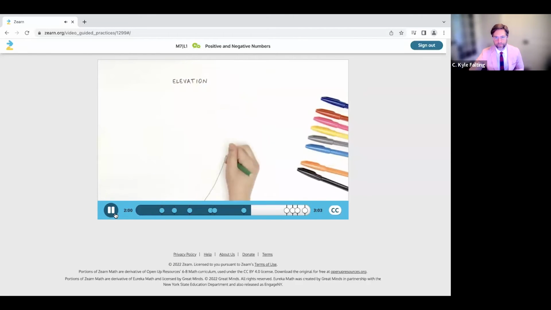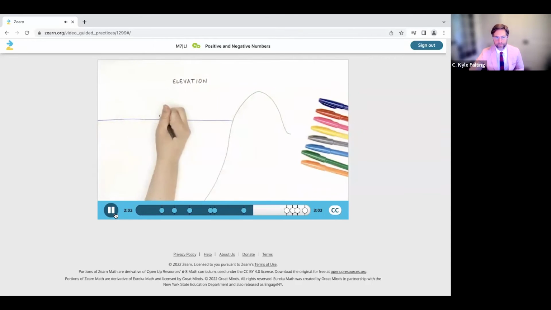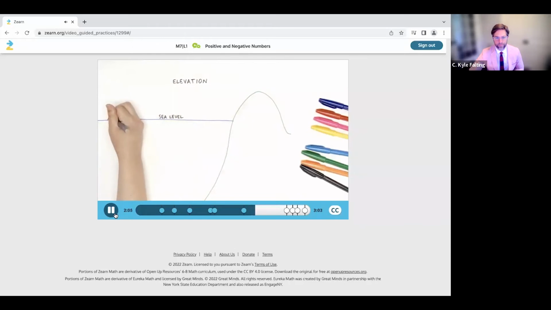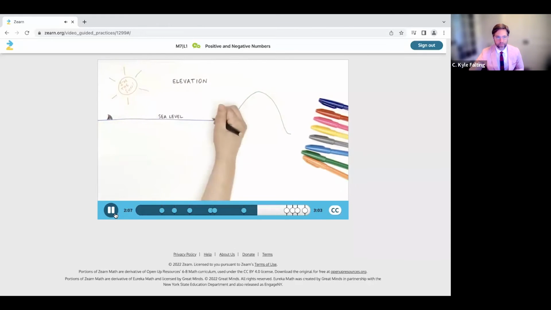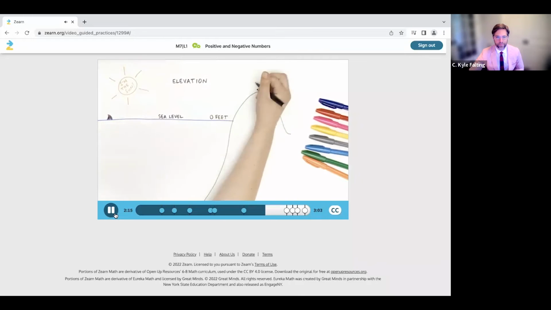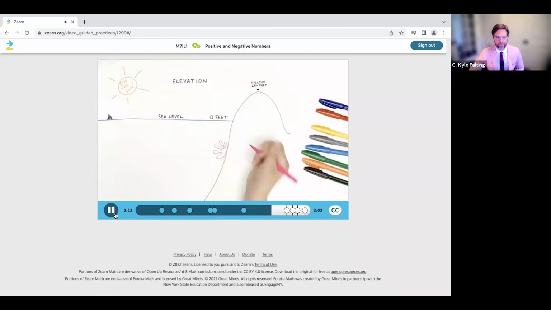The term elevation is used to describe the height of a location compared to sea level, or the surface of the ocean. At sea level, the elevation is 0 feet. That means if you picture the surface of the ocean, that's an elevation of 0 feet. Let's imagine the hilltop is 250 feet above sea level. The coral reef is 150 feet below the surface of the ocean.